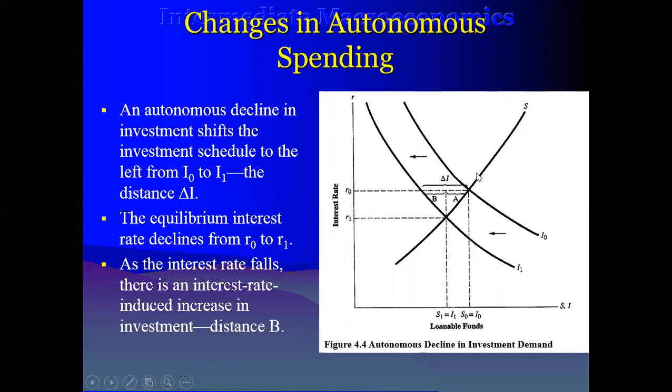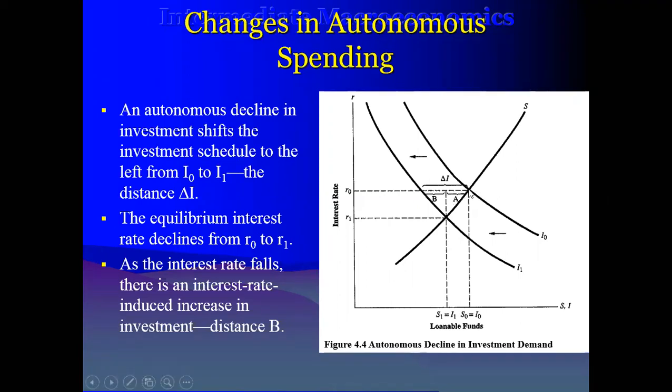Okay, so this is what I'm saying. We are starting from this point. We want to look at how autonomous changes in spending affect the aggregate demand. We know that the components of aggregate demand are consumption, investment, government expenditure, and so on. So whenever there's a change in investment, how is it going to affect interest rates? How is it going to affect equilibrium investment and savings? How would that change affect the aggregate demand function? So we are starting from here.